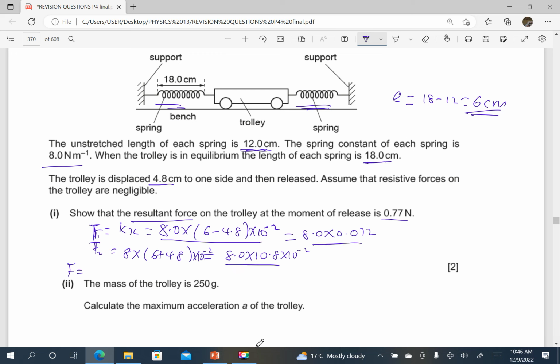So it will be 8 times 10.8 exponent negative 2 minus 8x times 0.012. So this is going to be T2 minus T1, which is giving me 0.768, approximately 0.77. Yeah, so that is approximately 0.77.